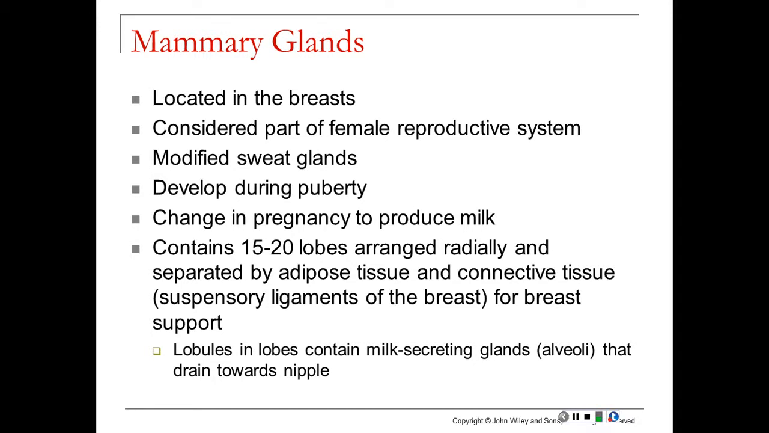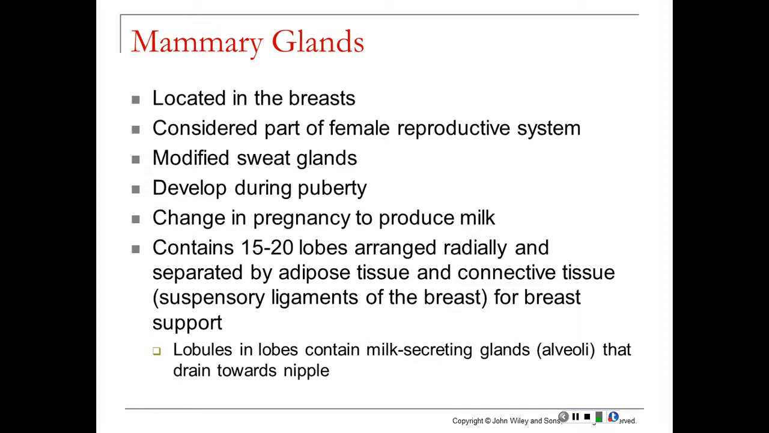They're actually modified sweat glands. They develop during puberty. They change when a female is pregnant to begin producing milk. They contain 15 to 20 lobes arranged in a circular radial pattern. It's all separated by lots of fatty adipose tissue and connective tissue, with special suspensory ligaments in there as well for support.